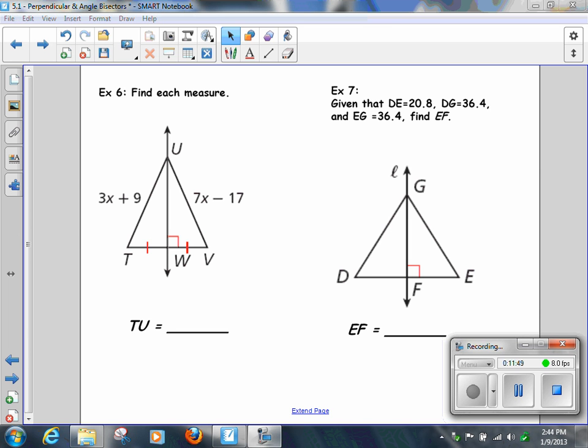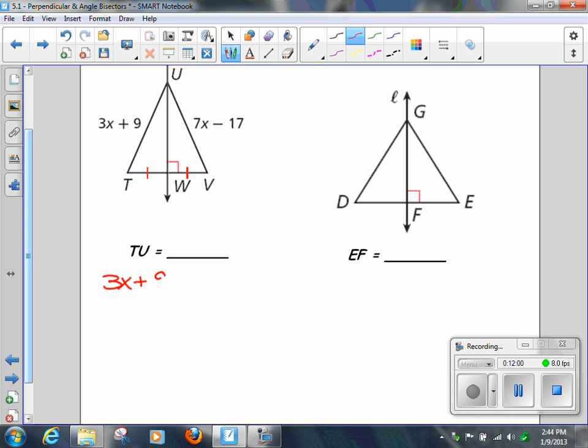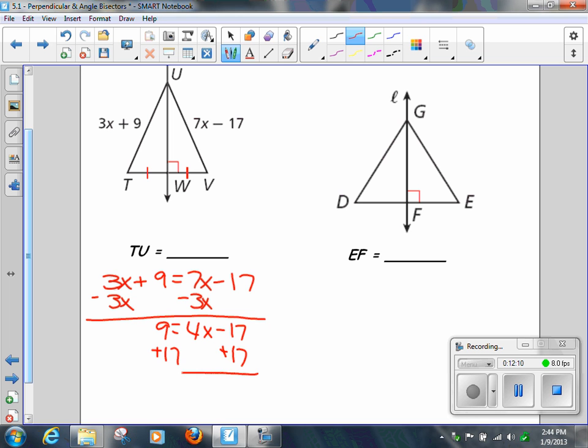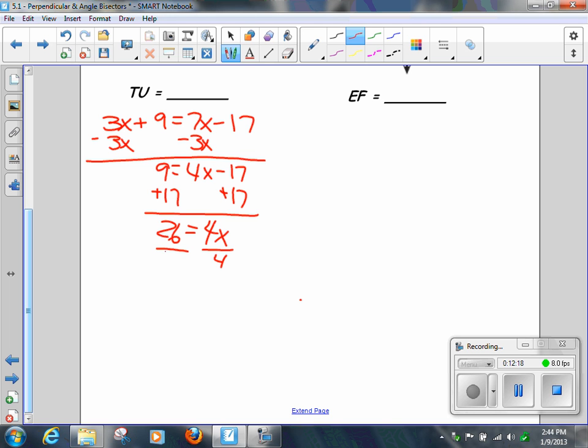What are we going to do with example 6? Set them equal to each other. Okay? Here we go. That's going to give me 3x plus 9 equals 7x minus 17. When I subtract 3x and add 17, do I get a decimal? 26 and then divide by 4? 6.5, right? Yeah. Am I done? Nope. You plug in that 3x.